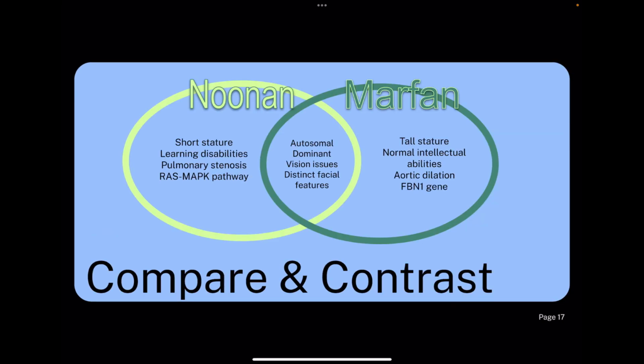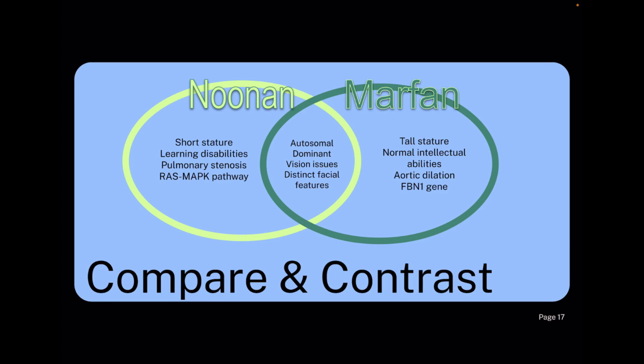Next, we'll go into the comparison. Some Noonan-specific characteristics we learned about are that they have short stature, learning disabilities, pulmonary stenosis, and it involves the RAS-MAPK pathway.